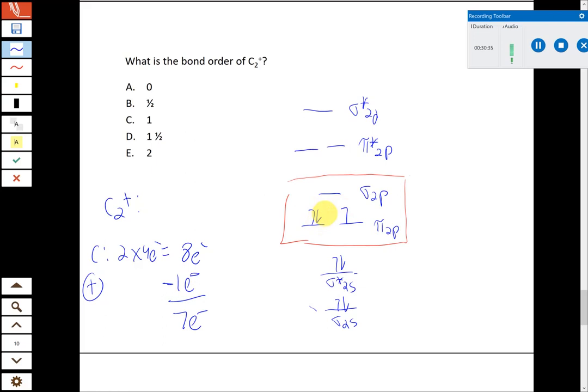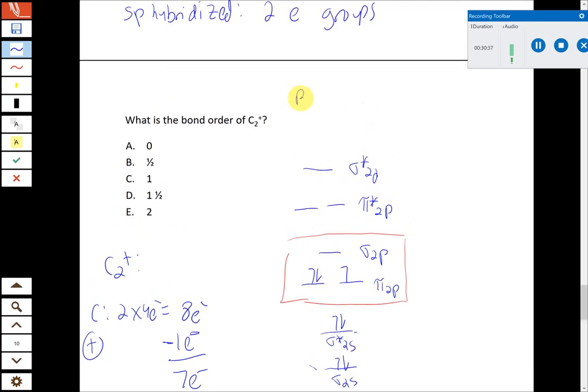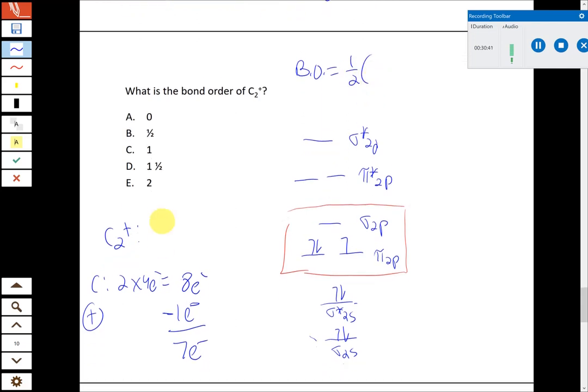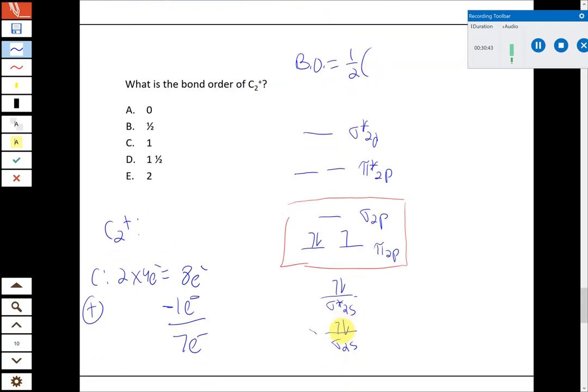And now we have to calculate the bond order for this. So bond order, as we did many times in class, is 1/2. We're going to take the number of electrons that are in bonding orbitals. Those are orbitals that don't have a star next to them. And so for the bonding orbitals, we have two electrons in this bonding orbital, and then three electrons in the pi bonding orbital. So out of our seven electrons, five of them are bonding.